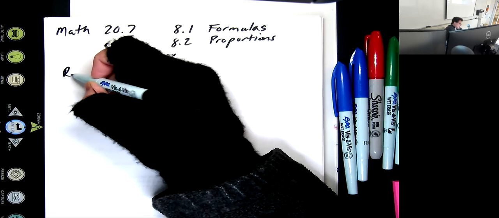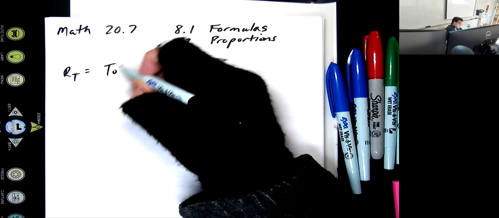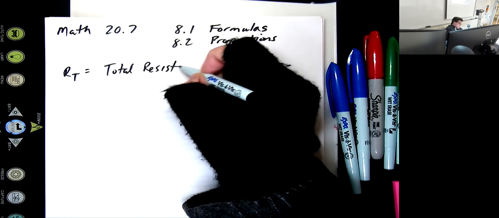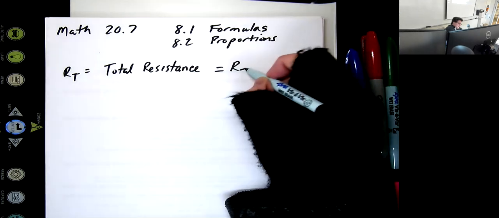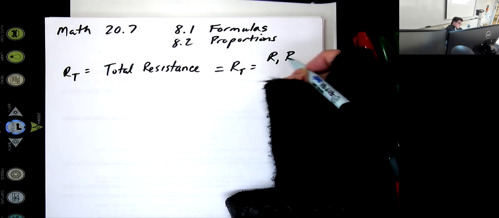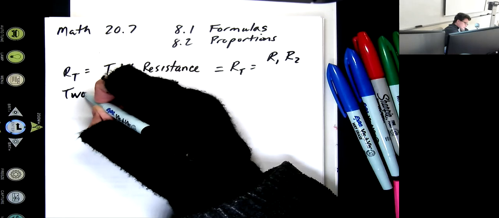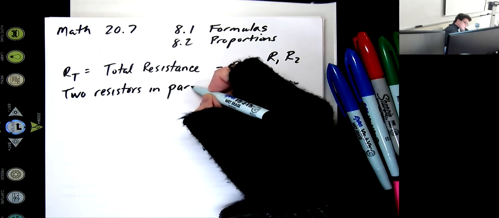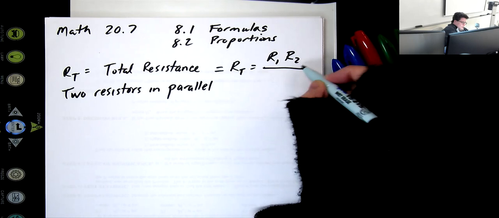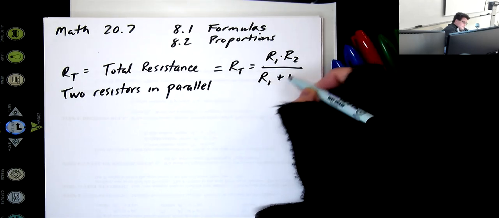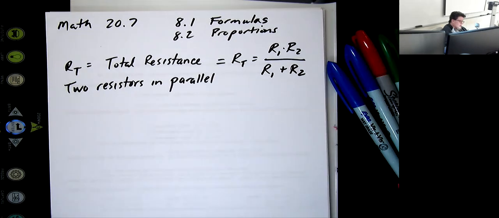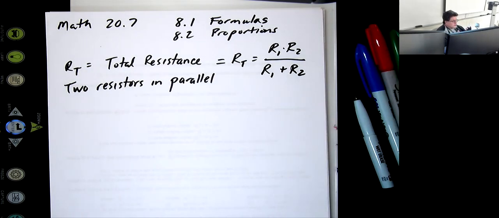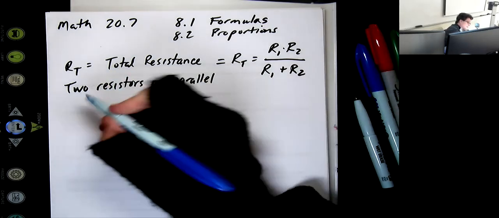Like one of the formulas we've talked about in the past was total resistance. Total resistance for two resistors in parallel is R1 times R2 over R1 plus R2. So what we're doing in this section is just using formulas that apply to specific scenarios. This is a scenario that's related to electricity.